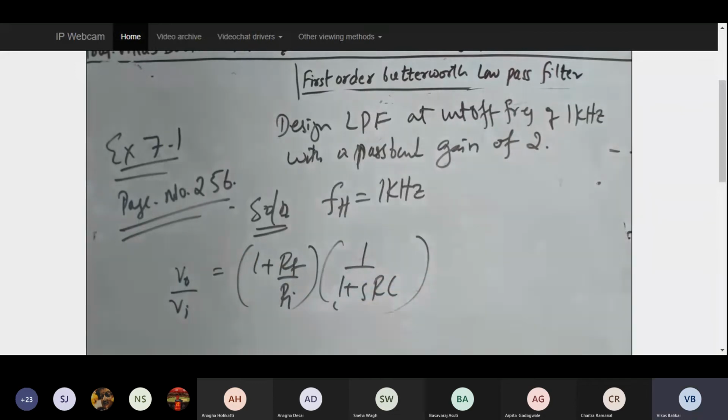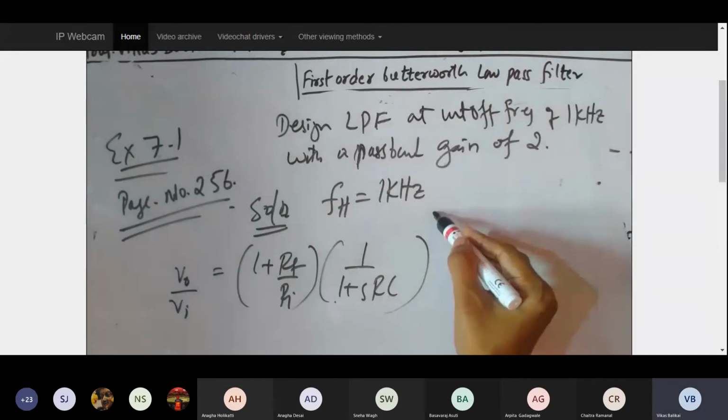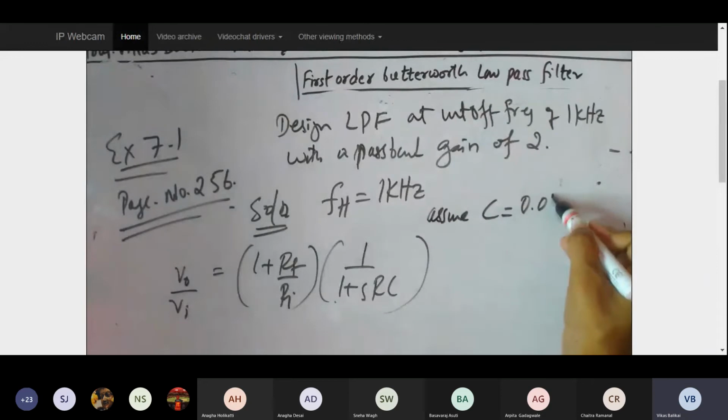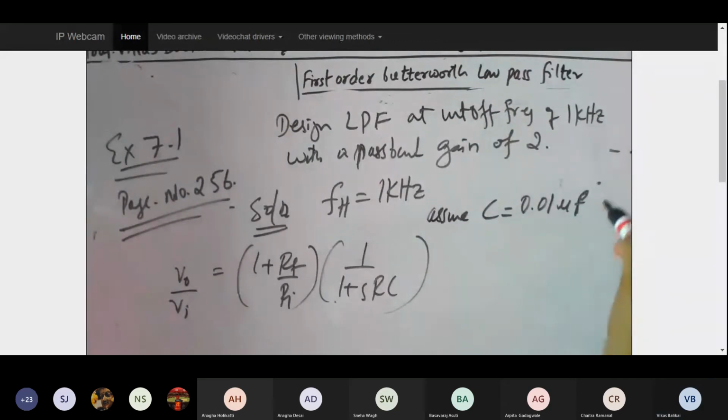So I require R and C. Here, has he given R and C? No, he hasn't given any R or any C. So how do I calculate R and C now? If I know one particular value, either C or R, I can calculate the other value. So preferably always assume the capacitor. Let's assume the capacitor in terms of microfarad. So let C be 0.01 microfarad.